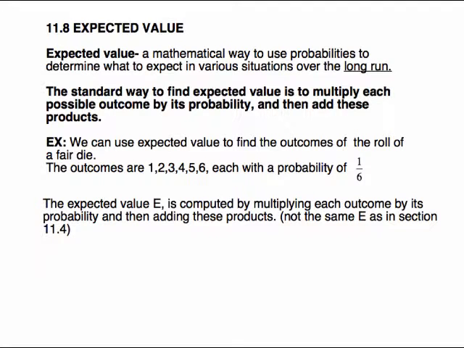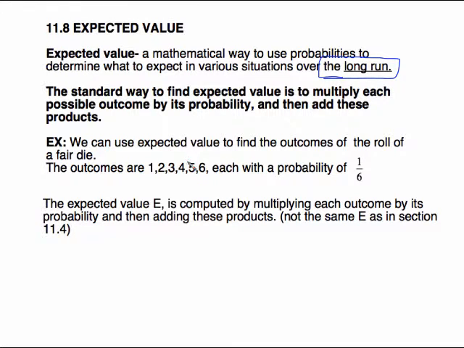This video is on section 11.8, expected value. Expected value is a mathematical way to use probabilities to determine what to expect in various situations over the long run. It's like computing an average over the long run. The standard way to find expected value is to multiply each possible outcome by its probability and then add these products together. So let's look at an example here.